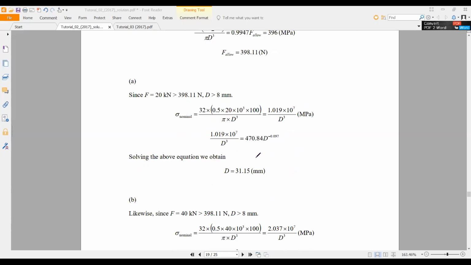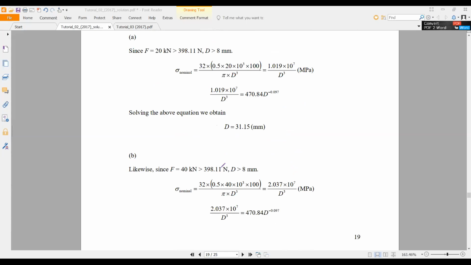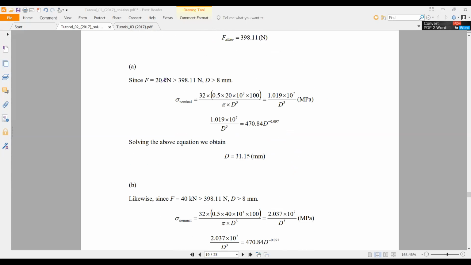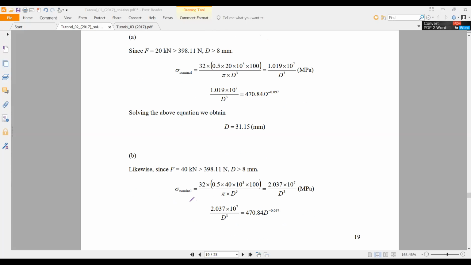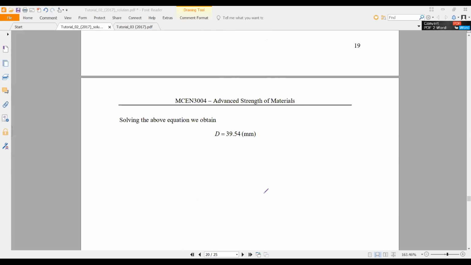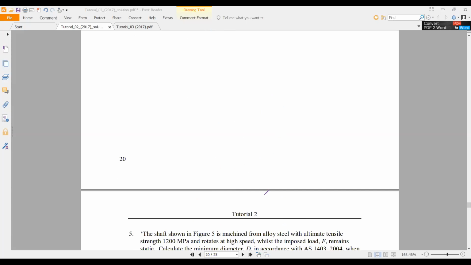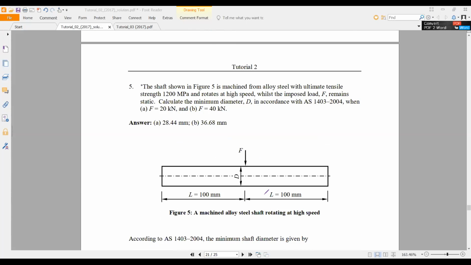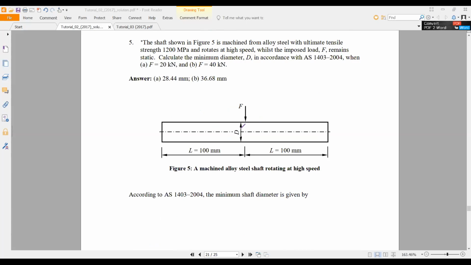Okay, same thing. The 20 kilonewton is higher than this one, 40 kilonewtons, we don't have to explain because definitely it is higher. So the diameter is again above 8 millimeter. Then same thing, you can find out the diameter using that equation. So any questions until that point? So you can deal with this question. I'm not going to go through that. Again, you need to find out the minimum diameter.